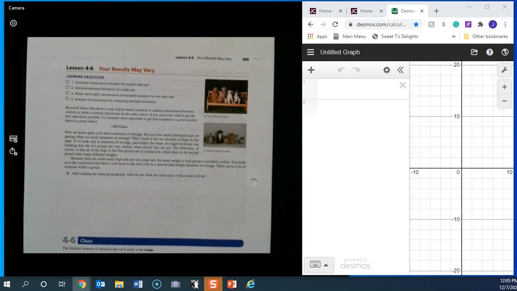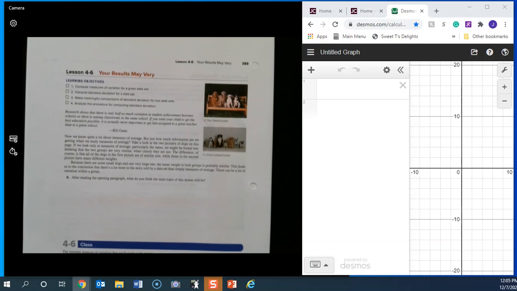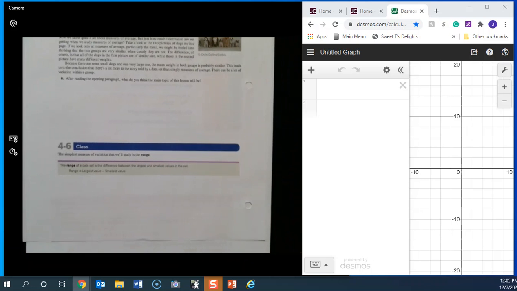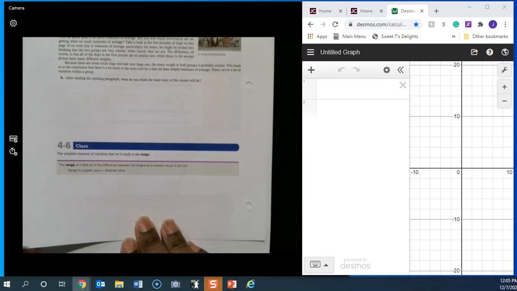Our learning objectives are to compute measures of variation for a given data set, to interpret standard deviation for a data set, make meaningful comparisons of standard deviations for two data sets, and analyze the procedure for computing standard deviation. Now at the bottom here, it says the simplest measure of variation that we'll study is the range. The range of a data set is the difference between the largest and smallest values in the set.